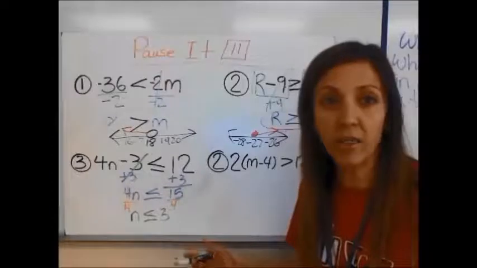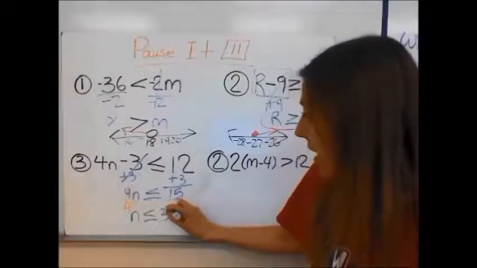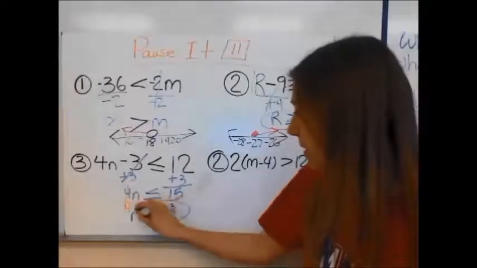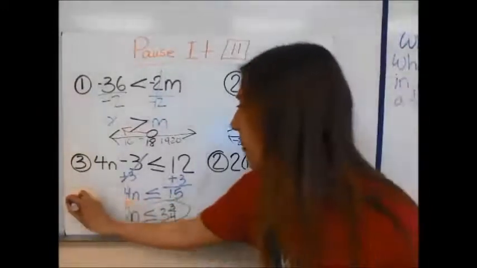4 goes into 15 three times. 3 times 4 is 12. That leaves me with a difference of 3. So 3/4 is my remainder. So n is less than or equal to 3 3/4, and I want to graph that.